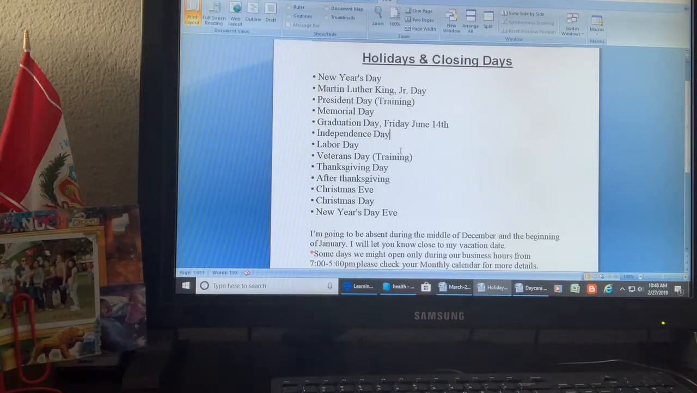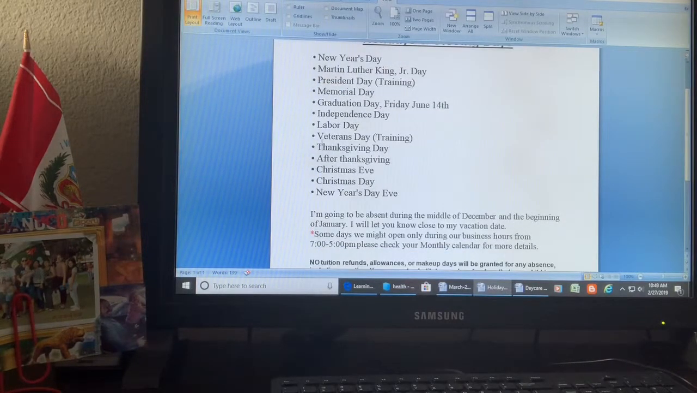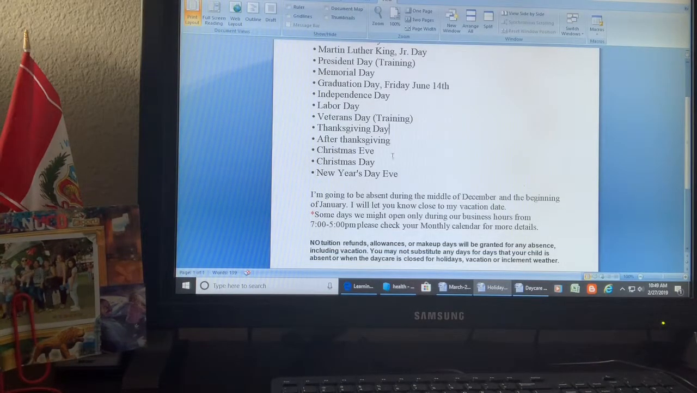If you only need 10 days, that's fine. In my case, because I run a preschool program, I always need the trainings, and sometimes during the holidays it's easier for me to take my trainings. And I always close Thanksgiving Day and the day after Thanksgiving. I also chose Christmas Eve and then Christmas Day.